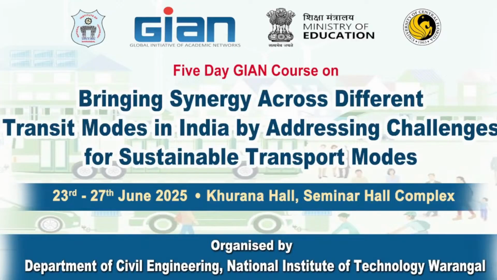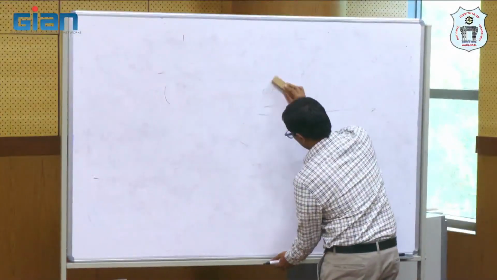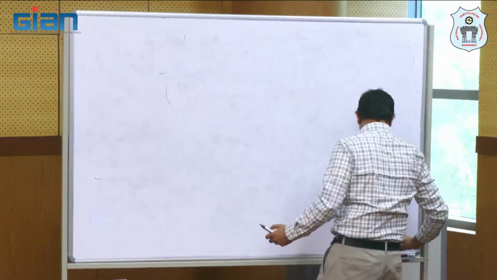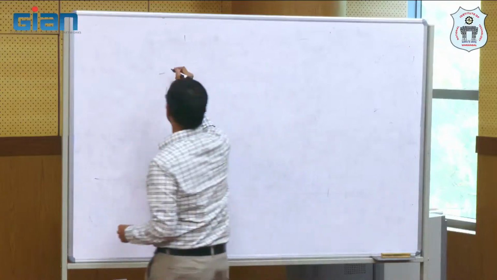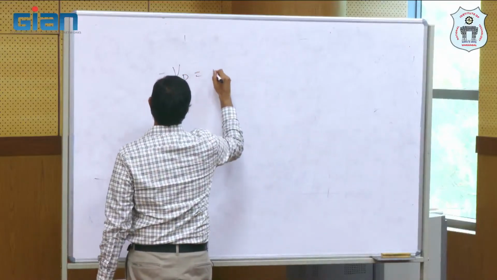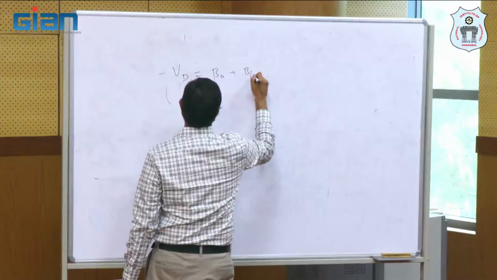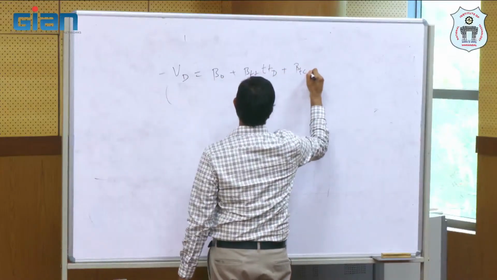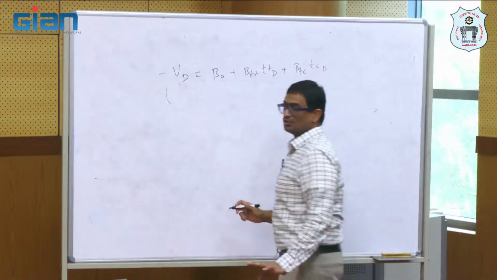Okay. So there are two ways of capturing the correlations or unobserved heterogeneity in a mixed logit model. One of them is called error variance, and the other one is called random parameters. So we'll start with the random parameters because we already are talking about it. So let's say utility for drive is beta naught plus beta tt times tt drive plus beta tc times tc drive. So let's say we have this utility.